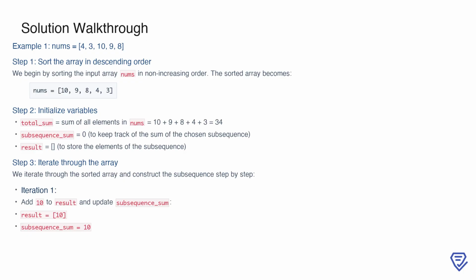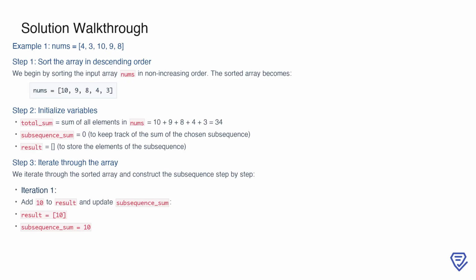Next, we initialize some variables. The total_sum is the sum of all the elements in the array, which is 34. We also set subsequence_sum to 0, as this will track the sum of the elements we select, and result is initialized as an empty list to store those elements. Now, we iterate through the sorted array.